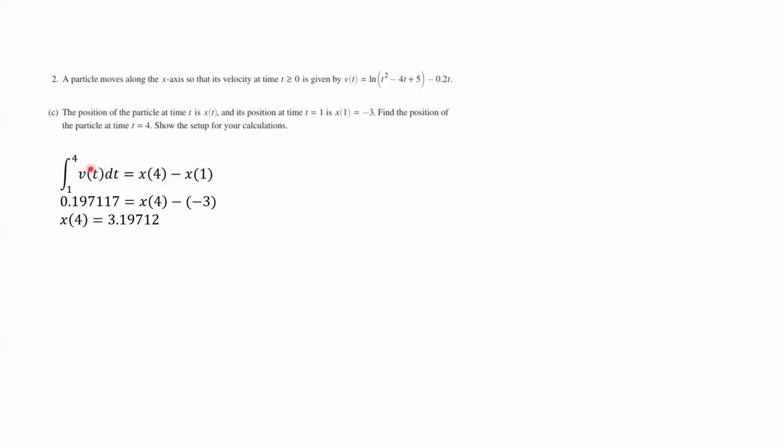The left-hand side, plug into your calculator, the integral of this from 1 to 4. Okay, x of 4 is what we want. x of 1, they give us that as -3. So it becomes -3 plus this 0.197, and so on. So it's this.